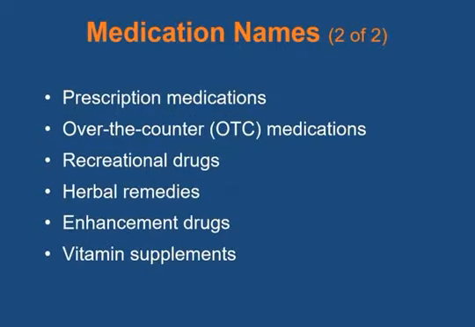Prescription drugs are distributed only by pharmacists and require a physician's order. Over-the-counter, or OTC, drugs may be purchased directly without a prescription. Other kinds of drugs are recreational drugs like heroin or cocaine, herbal remedies, enhancement drugs, and vitamin supplements. Any medication that a patient takes can be pharmacologically active and can cause an effect, so ask patients about any and all medications or drugs they're taking. It does include supplements.